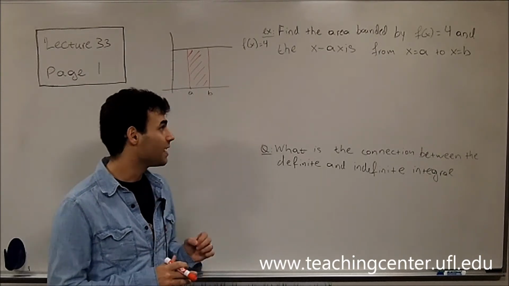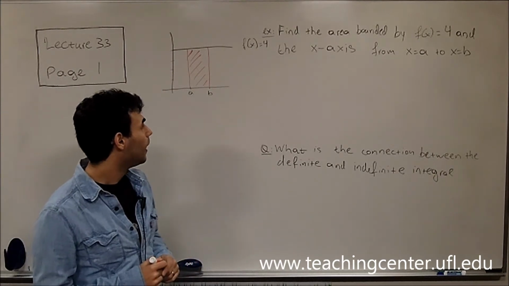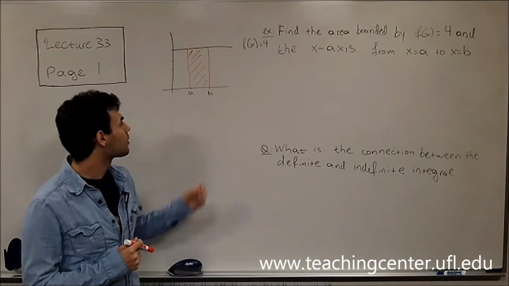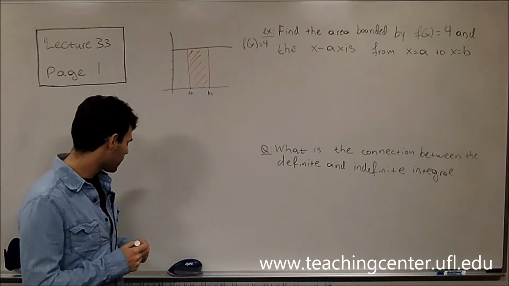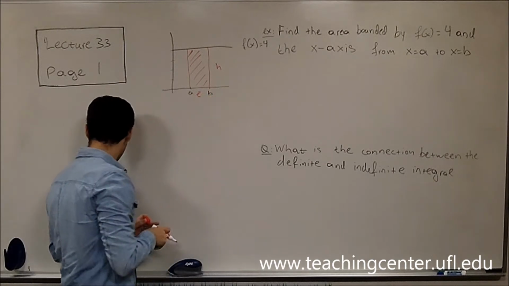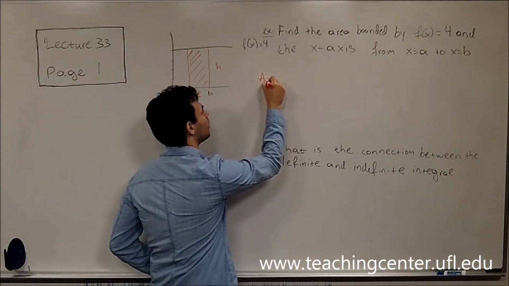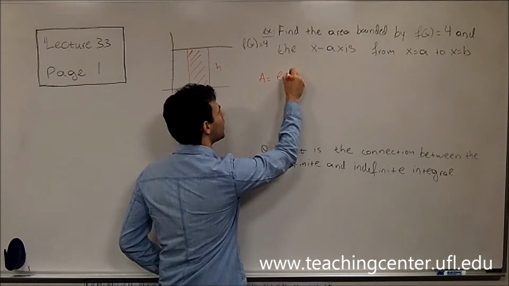What I'm trying to find is the area between the x-axis and my function. It's very easy if you notice the graph. It is just a rectangle, this being the height and this being the length. So if you just use geometry, the area is, of course, L times H.